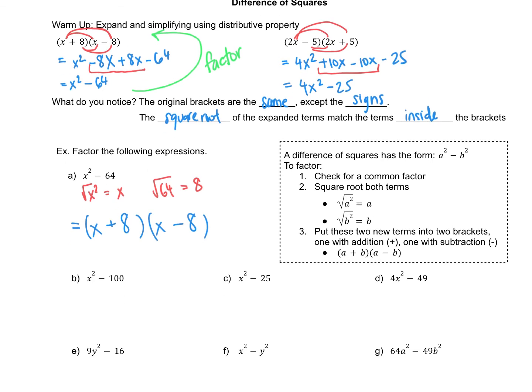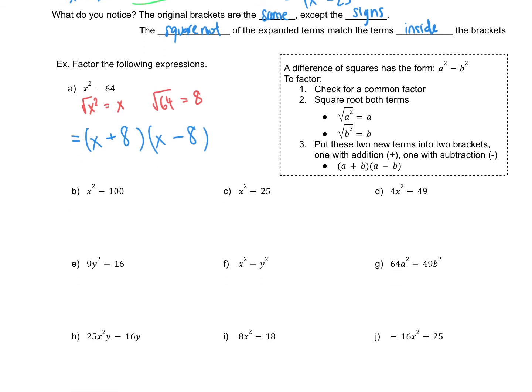So let's try some more. Now notice, to recognize these, all of these expressions in this first row, for example, they're all two terms. They're all subtraction. And all of these terms are square rootable. If you went to your calculator and you tried to square root a number and you got a decimal, then right away it would not be a difference of squares.